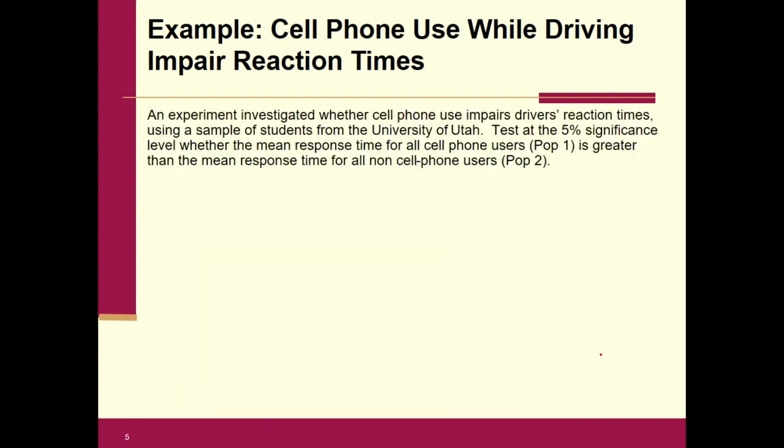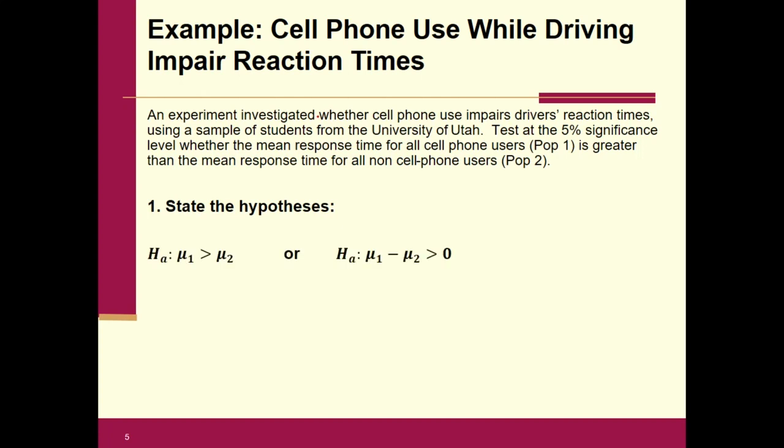All right. So it says here, test at the 5% significance level whether the mean response time for all cell phone users, population 1, is greater than the mean response time for all non-cell phone users, population 2. So what do we always do? We state the null and the alternative hypotheses first, and we'll start with the alternative.